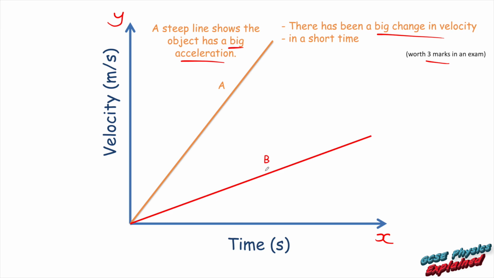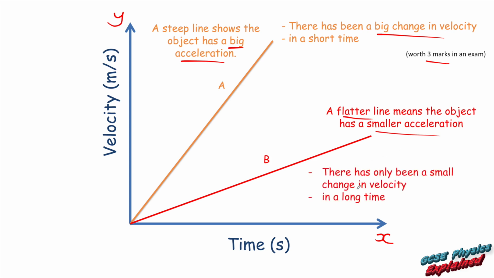So bearing that in mind, explain how object B is moving. Right, the first thing to notice is that it's a flatter line, so that means it's a smaller acceleration, 1 mark for that. And then just tell us what's happening with the change of velocity. Well, the velocity's only changed by a little bit, hasn't it? And it took ages this time, a long amount of time. So a small change in velocity, 1 mark. A big time, 2 marks. That's why it's a small acceleration, 3 marks.